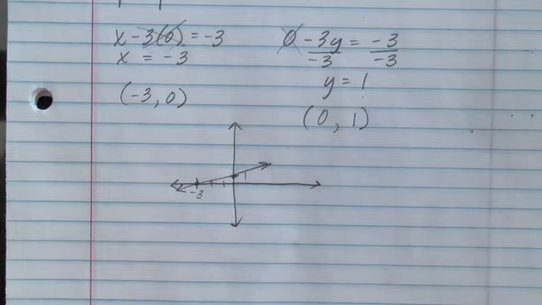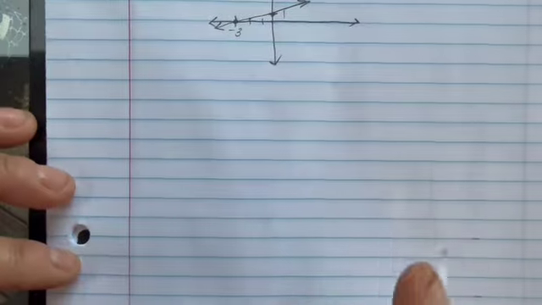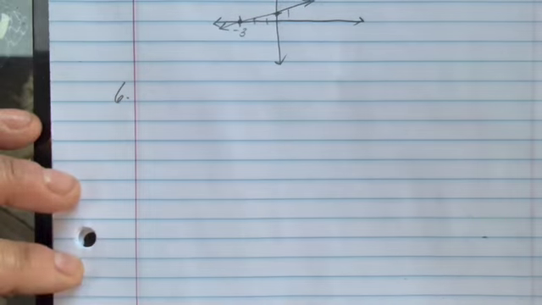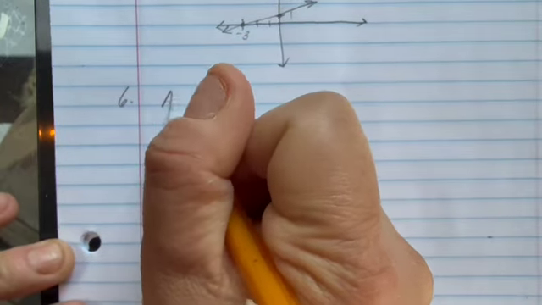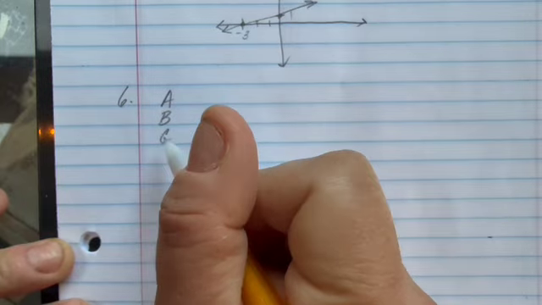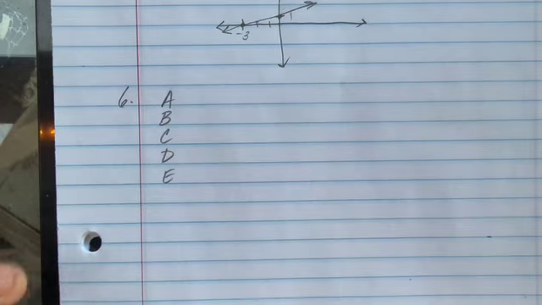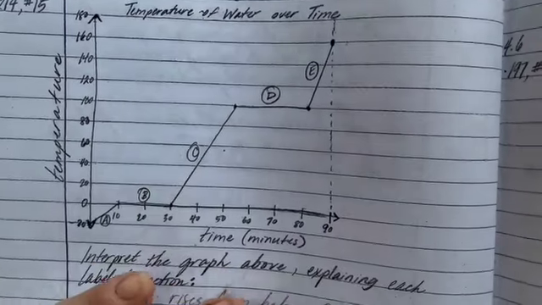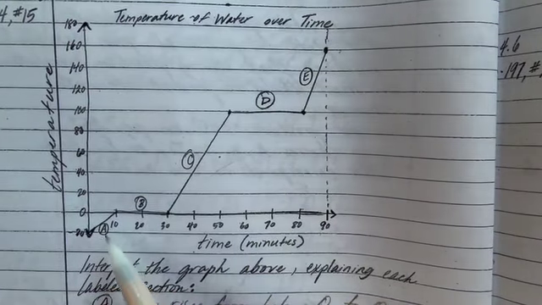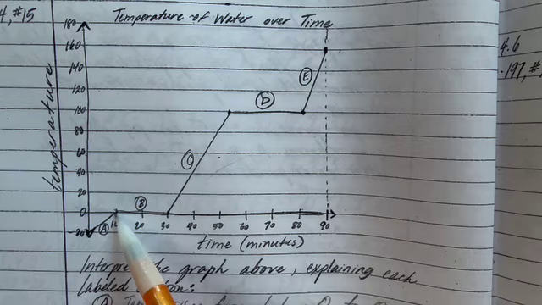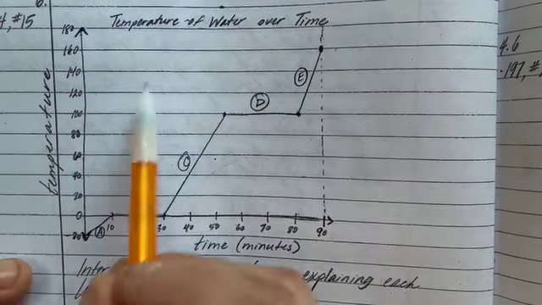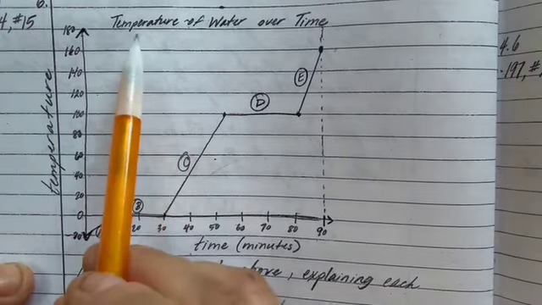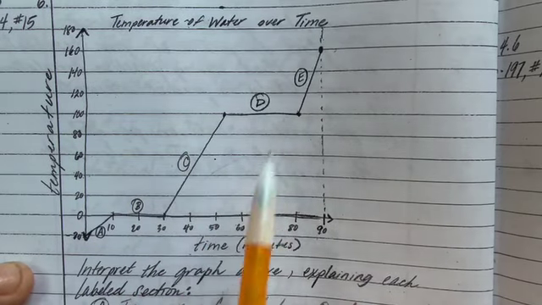Okay, let's move on to number 6. For number 6, you're interpreting a graph, and I will show you what your graph looks like. You should be looking at it on your study guide. Here's your graph. It looks like this, and you've got 5 sections. A, from here to here is A, here to here is B, this is C, this is D, and this is E. You can see what this graph is measuring. It tells you here at the title, the temperature of water over time.